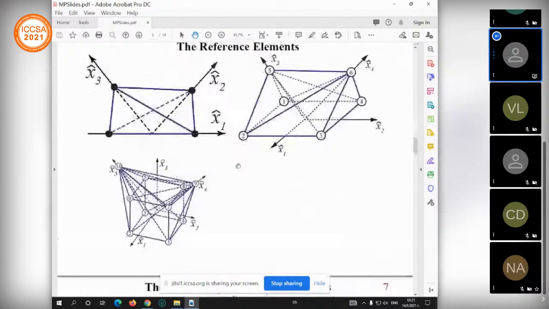In this slide, we see a set of reference elements. The line segment bipyramid is located in the upper left corner. But actually, this is a tetrahedron. The square bipyramid is placed in the upper right corner over here. And the cubic bipyramid is down left.